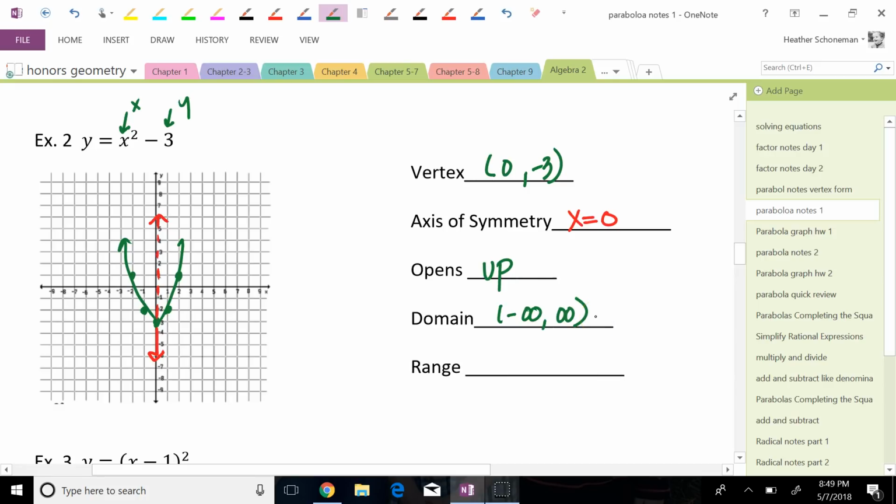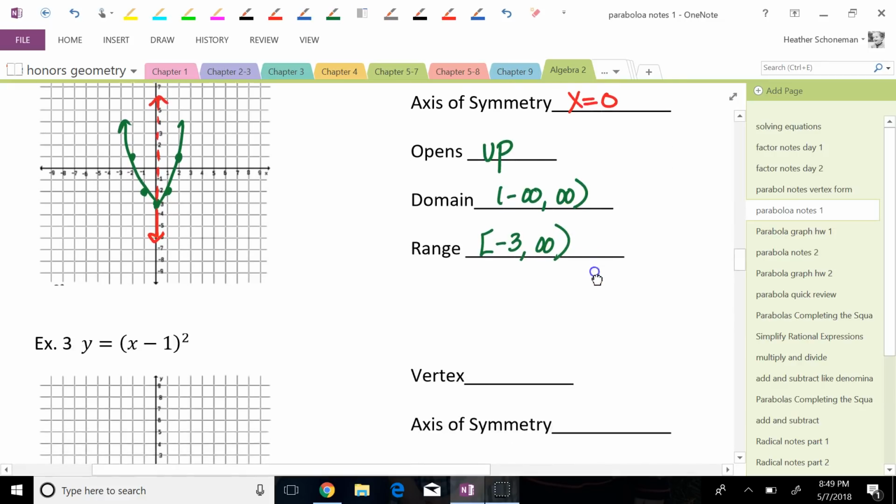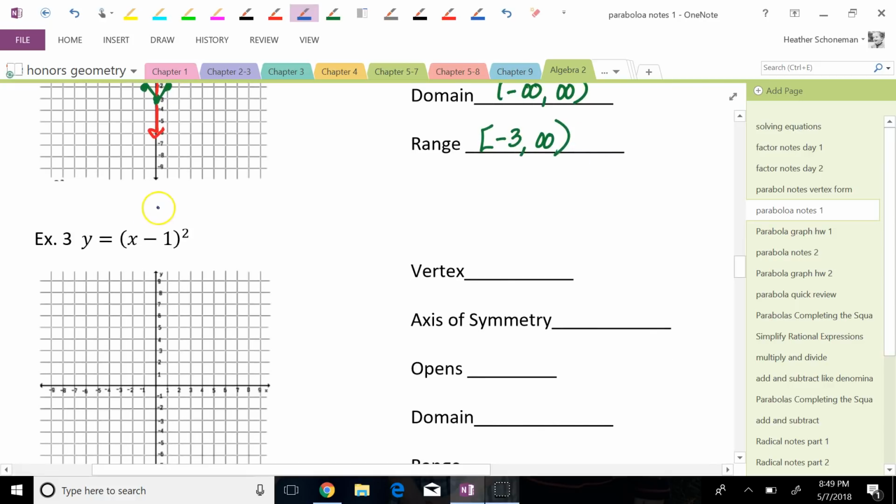My range, start at the bottom with a horizontal line and work up. Nothing, nothing, nothing, but it starts at -3. So my range is going to go from -3 to infinity. Okay. Now let's see what happens if there's something with x. Remember, this is controlling the x, and this is controlling the y. So the y, there's nothing added or subtracted on, so it's 0. And here's the catch. When it's in the parentheses, it's the opposite. So since it says -1, we really want +1.